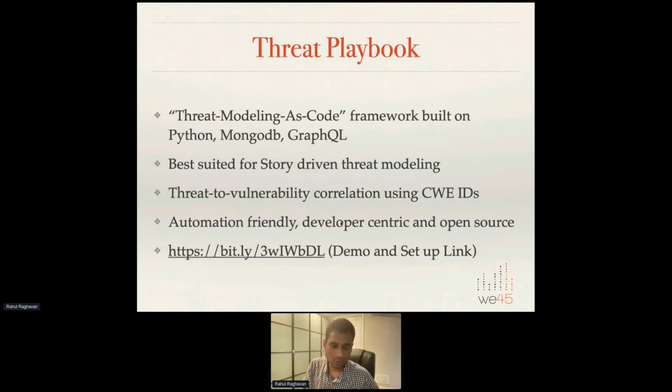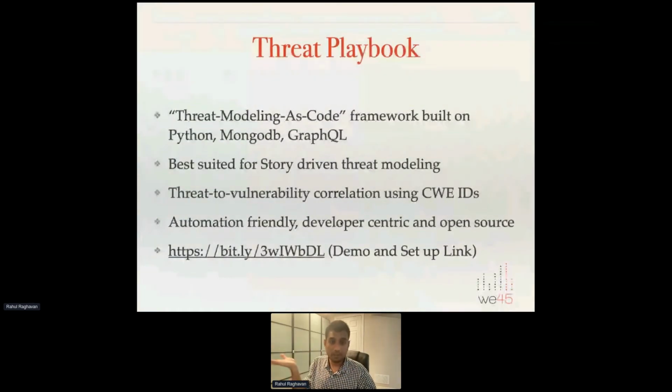One of the things you could do with Threat Playbook is integrate a threat with an actual vulnerability that comes from tools. What we've done is taken an application, threat modeled it, and run tools on that same application like ZAP or Burp or SAST and SCA tools, which spit out a lot of vulnerabilities. Then we've taken the threats and mapped them to the actual vulnerabilities these tools provide. So now, let's say there are 50 threats and 100 vulnerabilities. You can now say which threats resulted in which vulnerabilities, right?